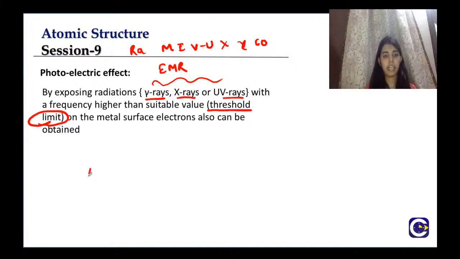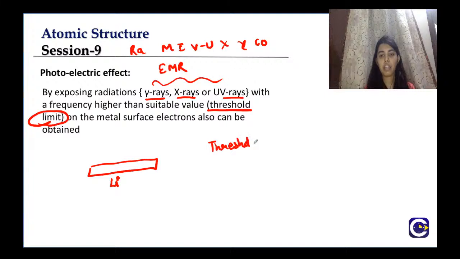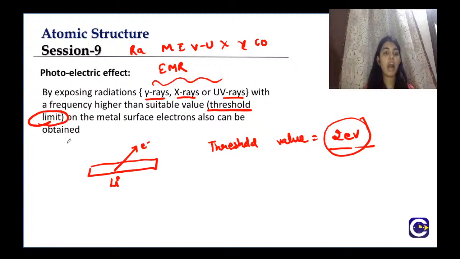For example, let us say that a particular metal is there. Let us say I am taking lithium here, right? So it is having a threshold value of, let us say, 2 electron volt. Now what does this 2 electron volt mean? That means the minimum energy required by this lithium metal to eject an electron from its surface is 2 electron volt. So when you strike the metal surface with a radiation having energy greater than 2 electron volt, then only the electron will be ejected.